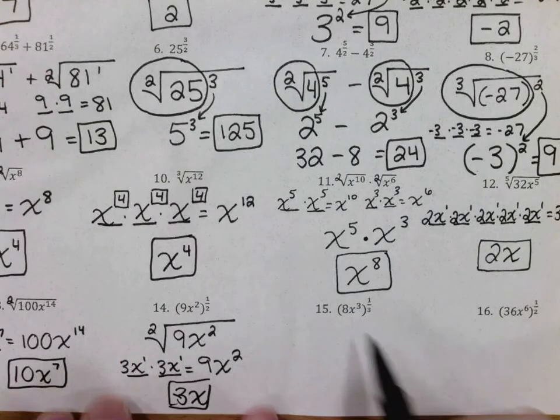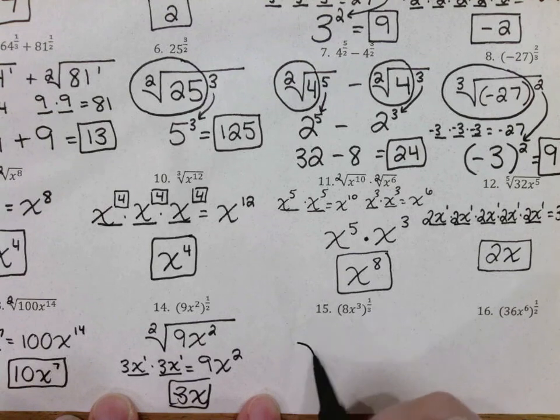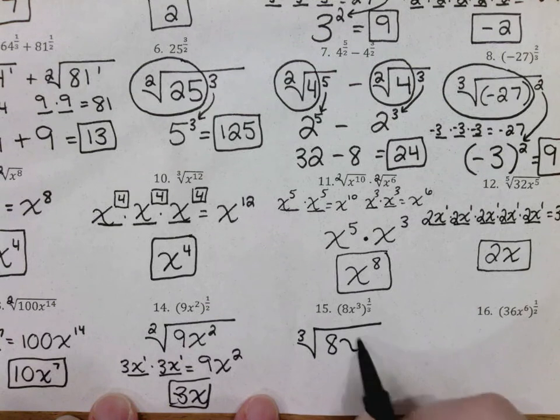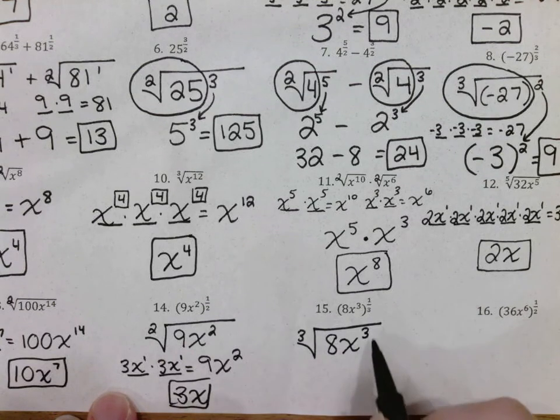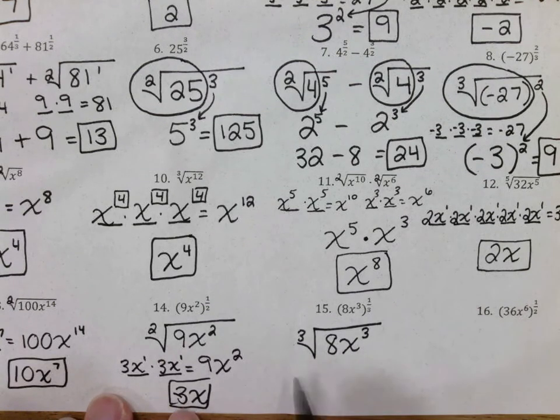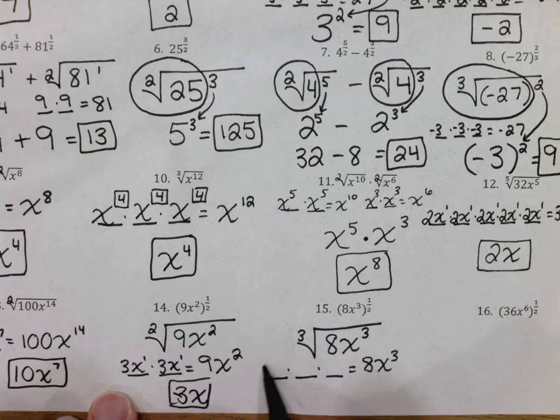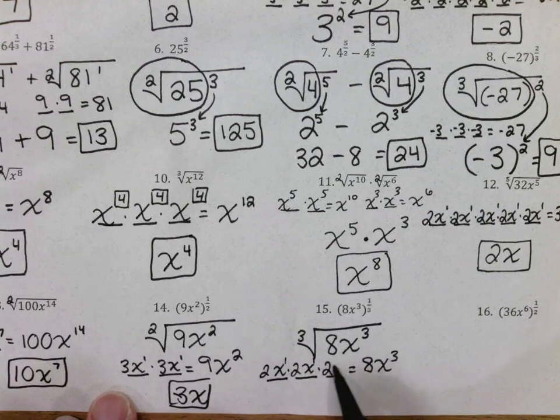Okay, 2 more problems here. I'm going to convert this one to radical form again. So my index is 3. My radicand is 8x to the third times 1 for the numerator, but we don't need to put that. So I know I need 3 things that multiply to give me 8x to the third. Well, what multiplies to give me 8? That's 2 times 2 times 2. And again, this is going to have to be x to the first times x to the first times x to the first to give us that x cubed. So my answer is 2x.